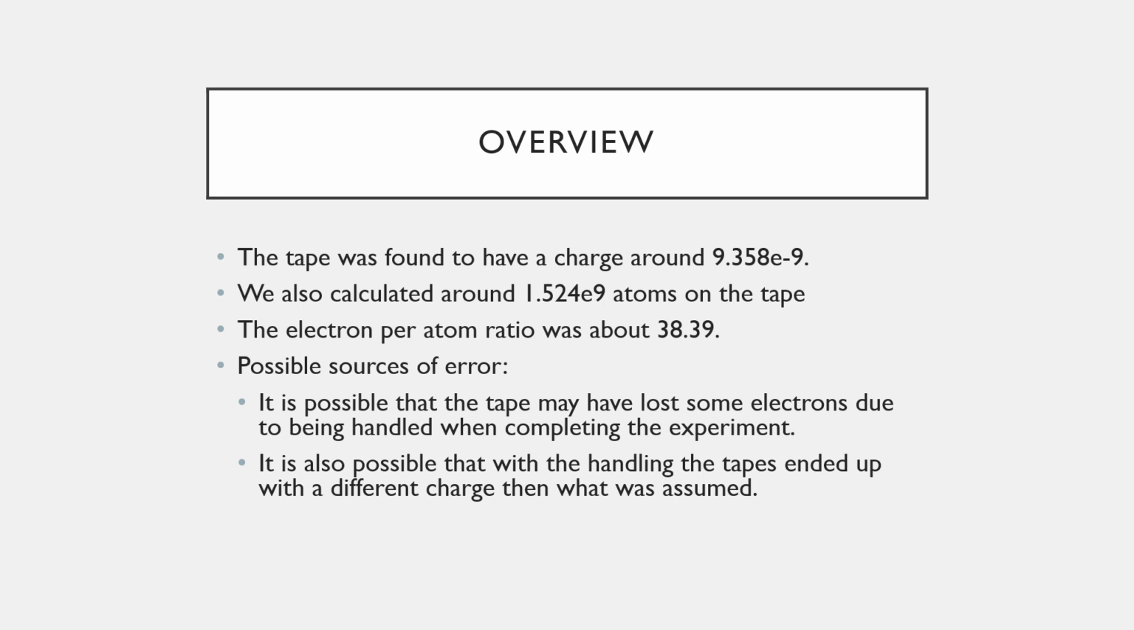Some possible sources of error include that it's possible the tape could have lost some electrons due to being handled when completing the experiment. It's possible that they could have moved on and tried to neutralize. And it is also possible that when handling the tapes, one of the pieces of tape could have had a different charge than the other one when they were assumed to be equal.